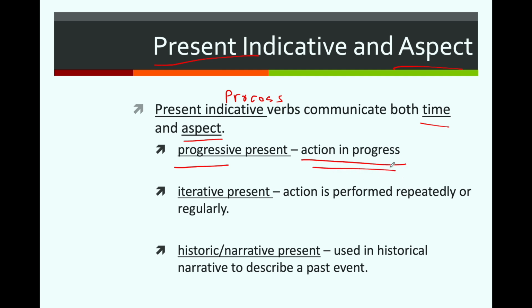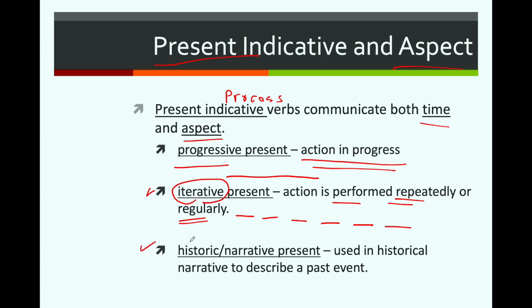when you read the present tense in a narrative. Another nuance is an iterative present. The action is performed repeatedly or regularly. Okay, so not like a constant line, but more like a line where there's little breaks every once in a while. He's not doing it all the time, but maybe he's doing it once a week, once a day, once a month. It's done repeatedly or regularly.